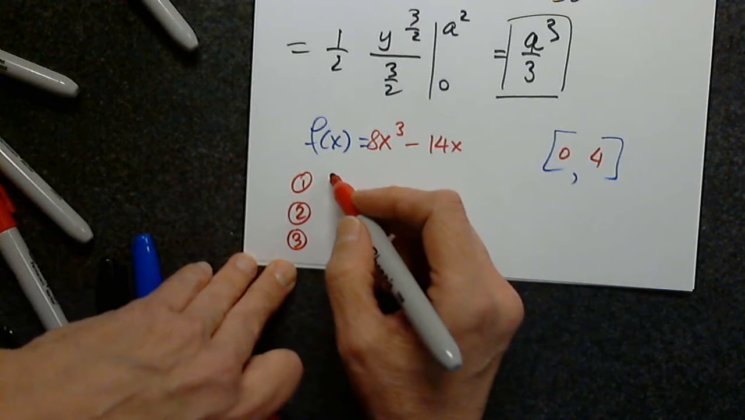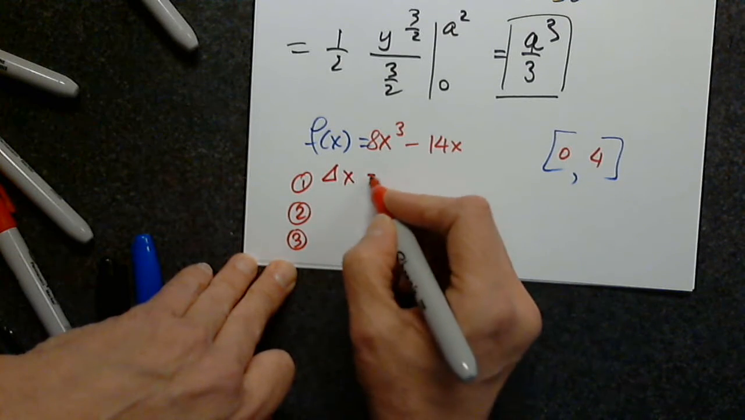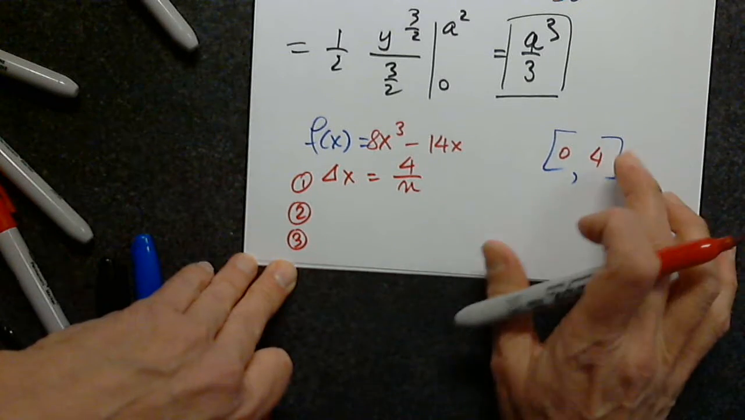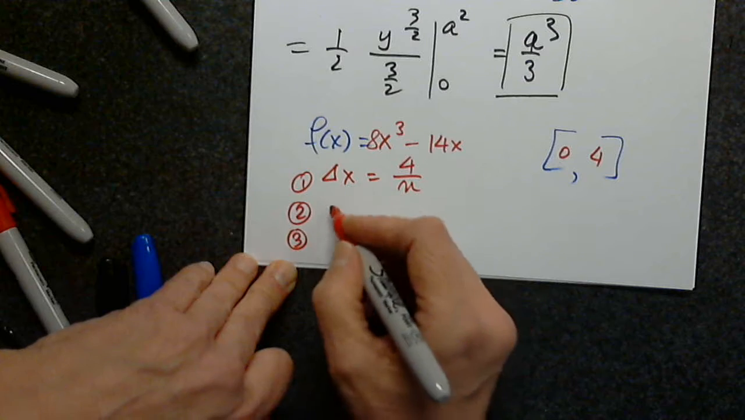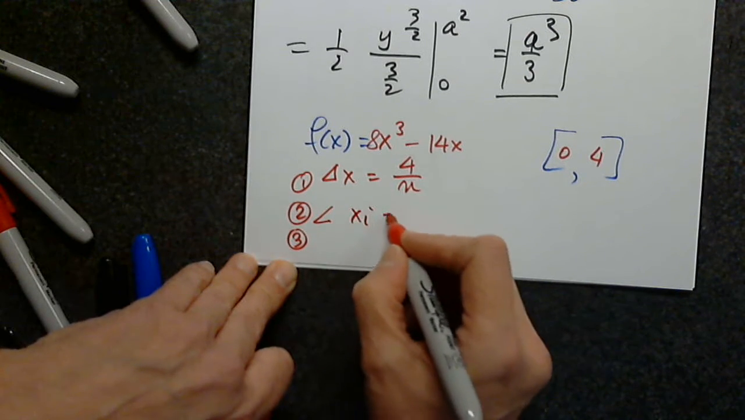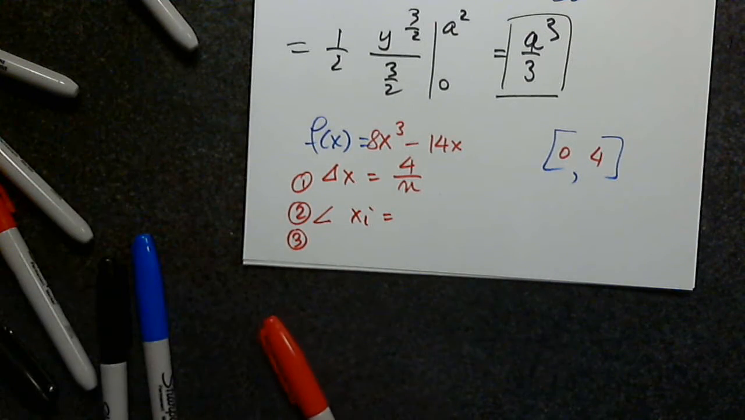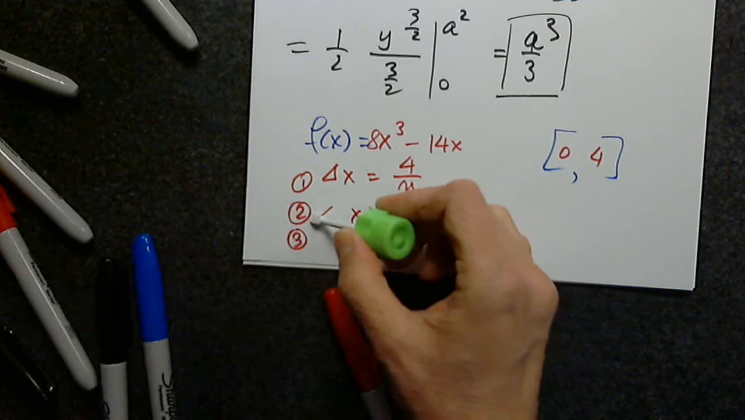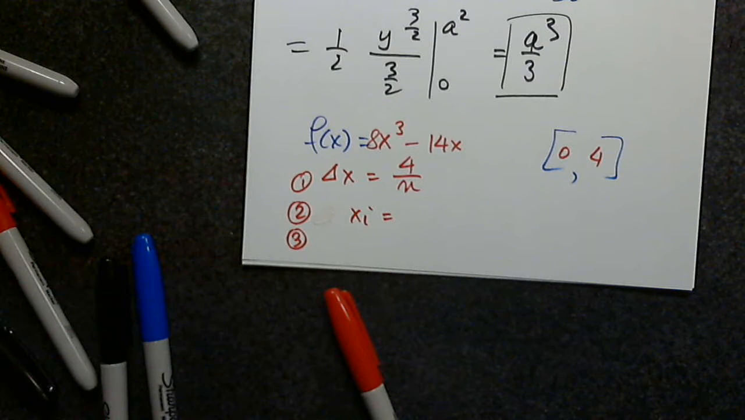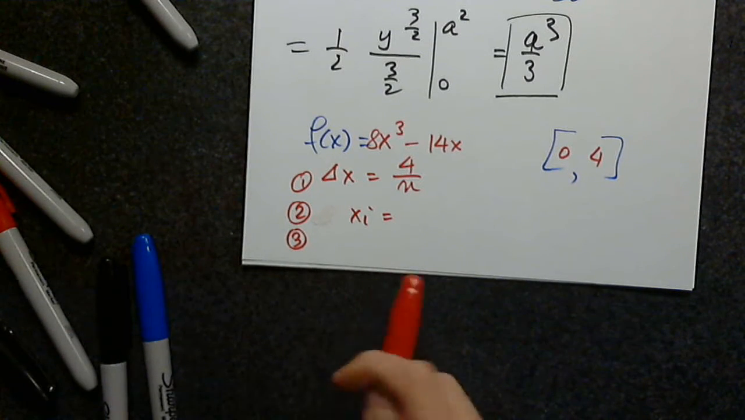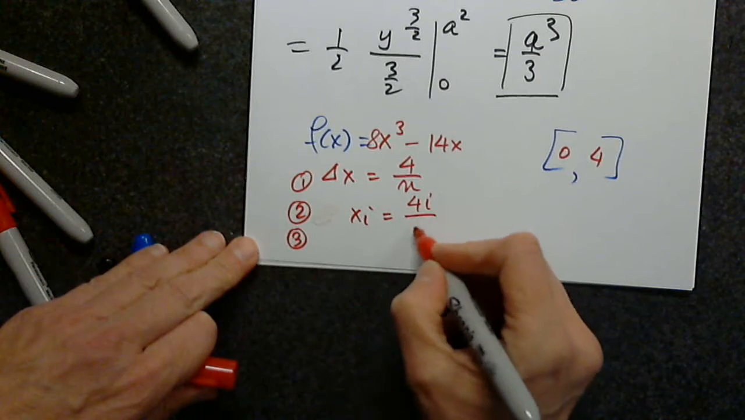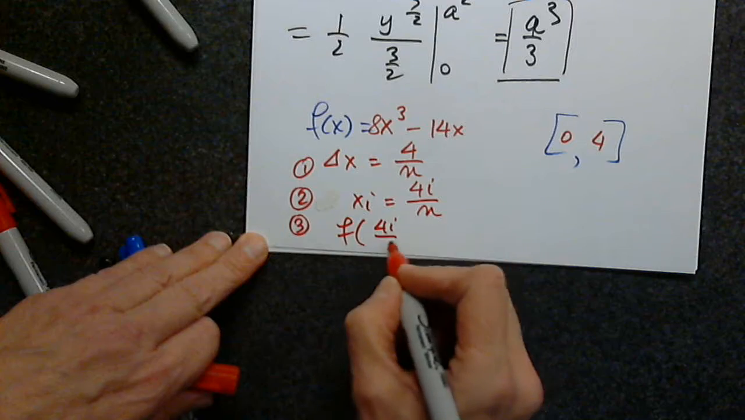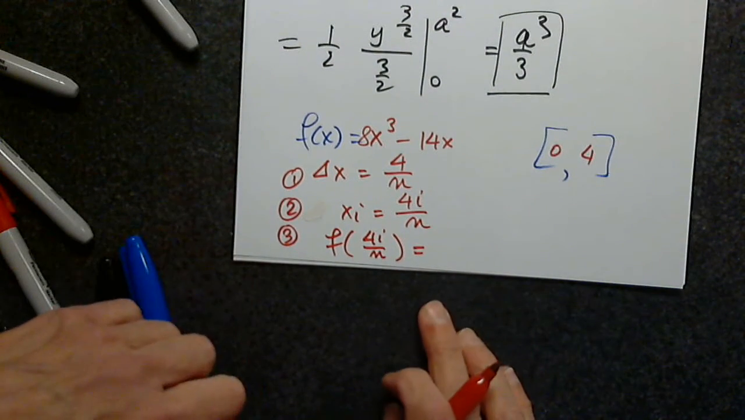We need 3 preps. The first prep is delta x, which is b minus a over n. I'm sorry, xi. It's the next prep. 0 plus delta x times i. Good. Since it's 0, then what do I have to write? 4i over n. 4i over n. Awesome. And then f of xi. Very good. Can you go over how you determine xi again?